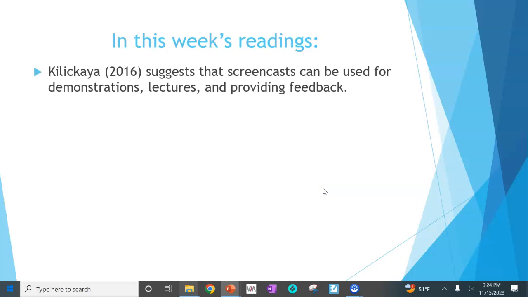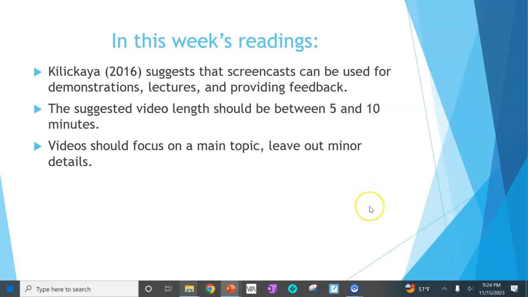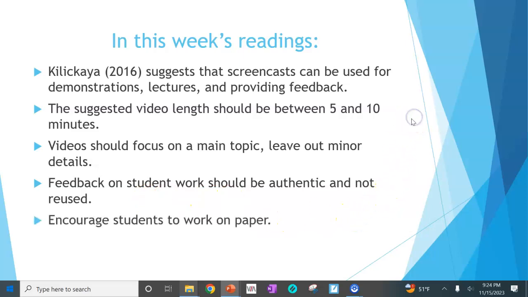In this week's readings, I learned that screencasts can be used for demonstrations, lectures, and providing student feedback. It was suggested that the video length should be between 5 and 10 minutes. Videos should focus on a main topic, leaving out minor details, and feedback on student work should be authentic and not reused. It kind of loses the meaning otherwise. It also encouraged you to have your students still work things out on paper.